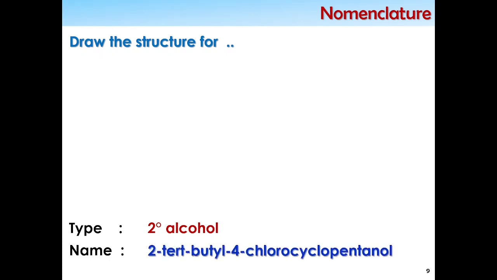Okay, so 2-tert-butyl-4-chlorocyclopentanol. Okay, this name looks long, right? But actually what you need to do is to find the parent chain. So the parent chain is this thing, cyclopentanol. So draw cyclopentanol first. Okay, pentanol, 5 carbon atoms. So cyclopentanol is like this. Cyclopentanol means your OH is here. You can also use another part, but when you draw at any part, this carbon will be carbon number 1. Okay, that one will be carbon number 1, and this is carbon number 2, carbon number 3, carbon number 4, carbon number 5.